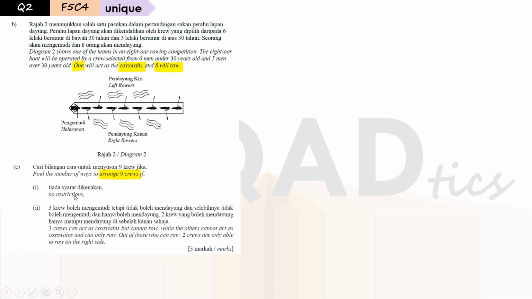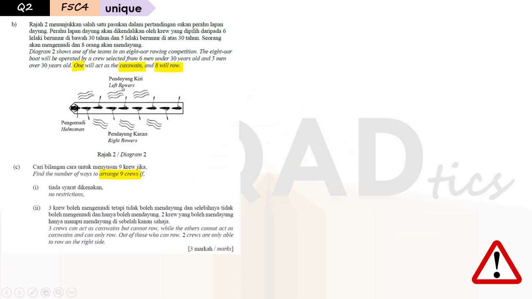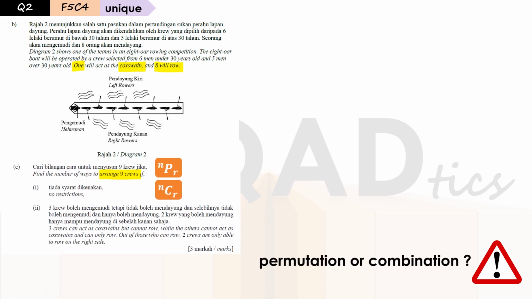Before we go into the conditions, let us ask ourselves the main question for this kind of questions, which is: is this question a permutation question or a combination question? Since here it says arrange, which means arrangement is involved, we need to use the permutation way for this question. So we're going to use nPr for these 2 questions.